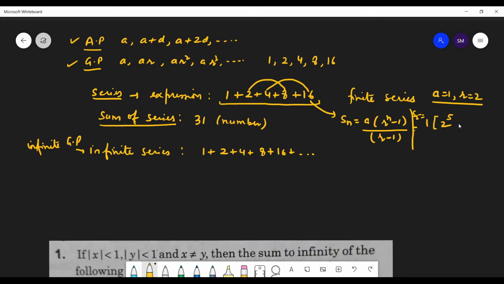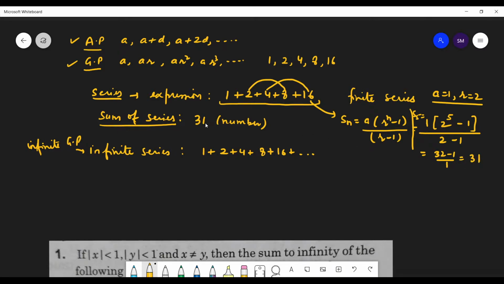we are finding, okay? 2^5 minus 1 divided by r, which is 2 minus 1. Now tell me, what is it? 31. Yes. So again, from here, 32 minus 1 divided by 1. So again, you will get the same answer.